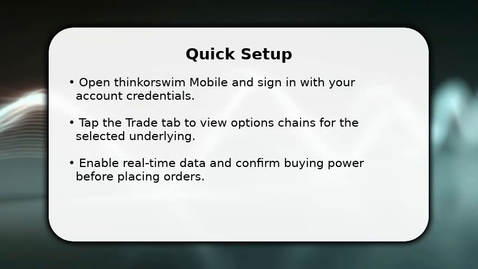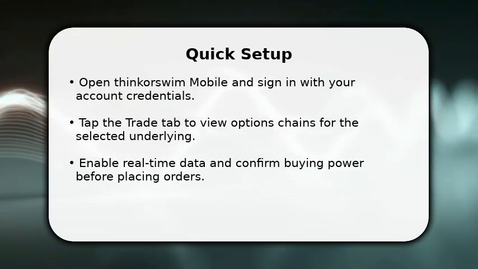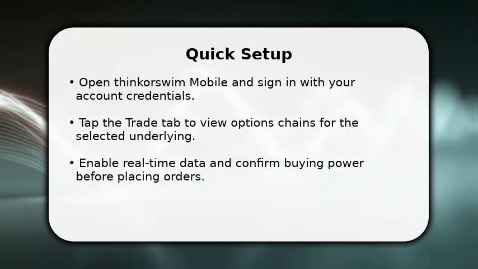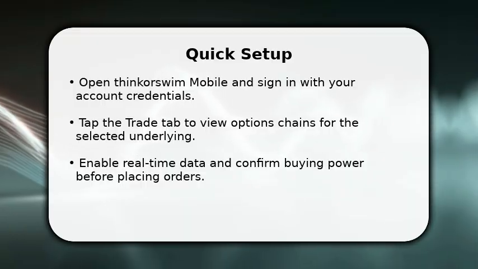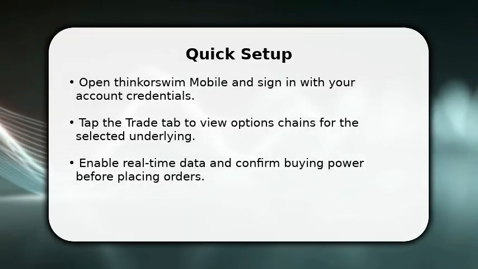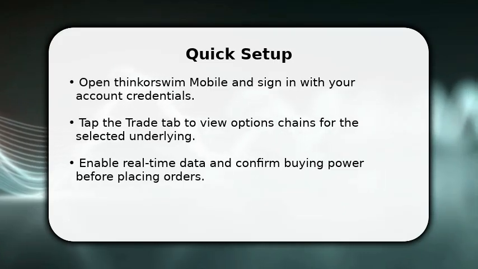In this video, I will show how to trade options on Thinkorswim Mobile, easy method. First, open Thinkorswim Mobile and sign in, then enable real-time data. Next, tap the Trade tab and search your symbol.